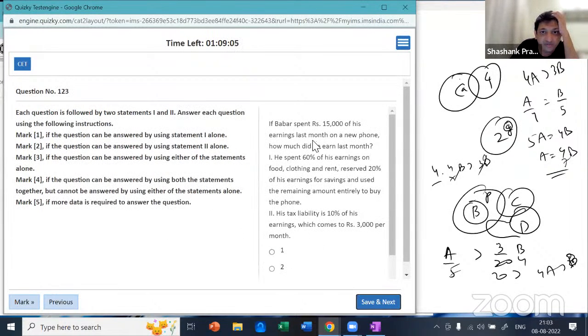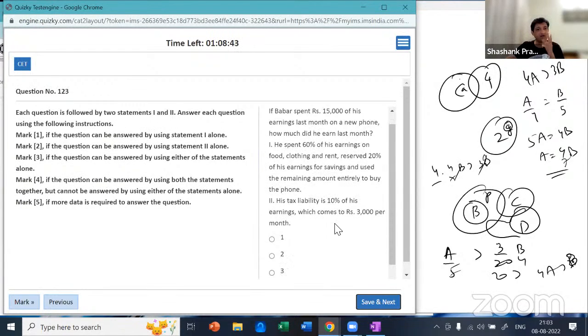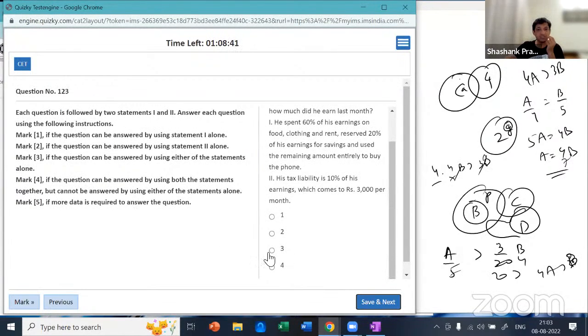Babar spent 15,000 on a new phone. How much did he earn last month? 60% of his earnings on food, clothing, rent, 20% for savings. Remaining amount. So 60, 20, 20% is 15,000. So earning mil jayega from 1. Yes. Tax liability is 10% of his earnings, which comes to 3,000 per month. So earnings will be 30,000. Okay. Yeah, option 3.